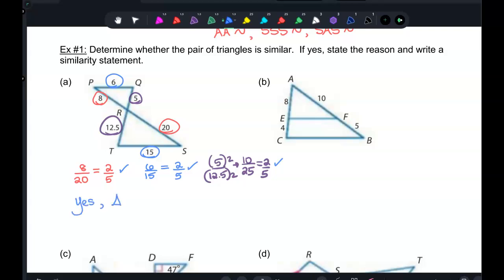And our triangles that are similar, I have PQR will be similar to triangle STR by side-side-side similarity.